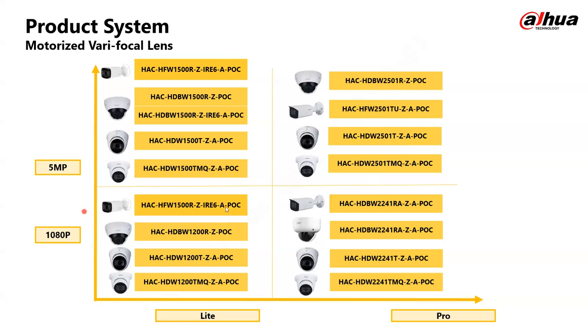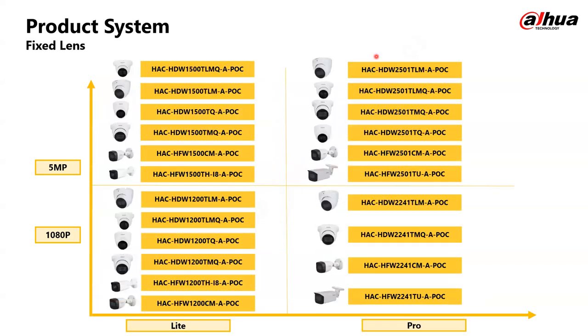For the 2 megapixels, we have ones that support audio with POC enabled, and the ones that are POC enabled that don't support audio. So you have different varieties of products that you can choose from. More to this with the fixed lenses, the same thing again. I'll share this with you, and you can go through it slowly at your own time.